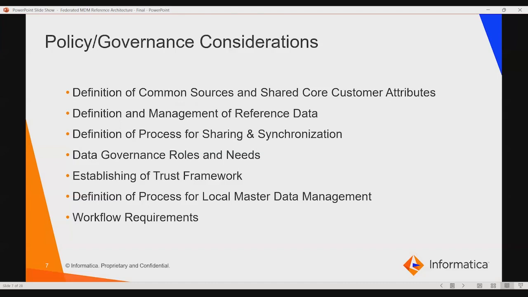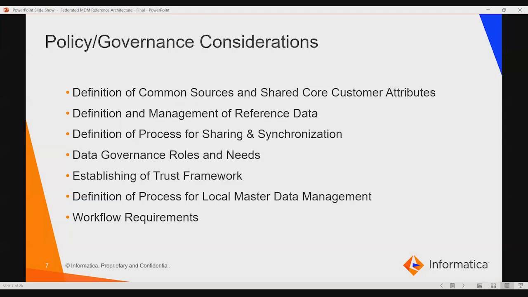We need to also define the process for sharing and synchronization, like we were discussing in the last couple of slides. Data governance roles and needs. Now, of course, with any MDM project, data governance is a process. It's critically important to govern the data, to keep tabs on the data, check the profiling scores of the data, see how the data quality is improving overall. So all of those require different roles and needs that people need to play within the organization. So we define those data governance roles, give them necessary privileges, and set the expectations correctly.